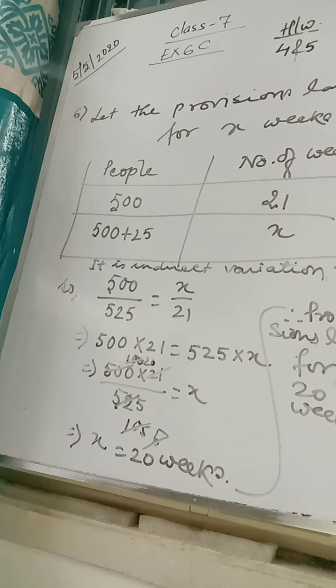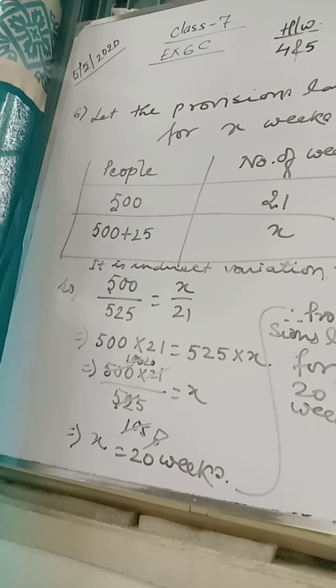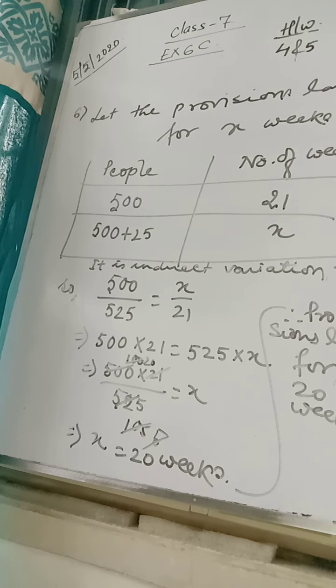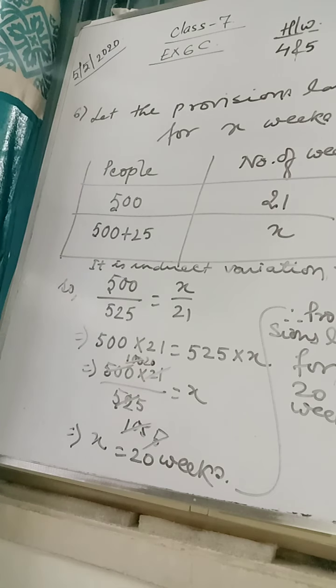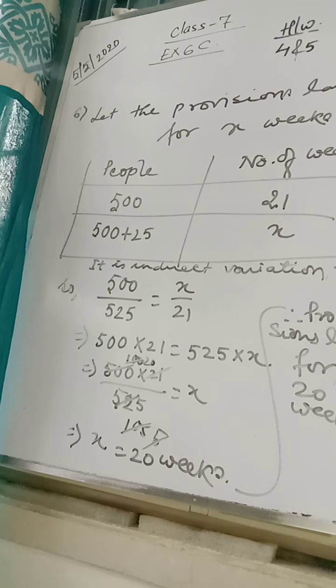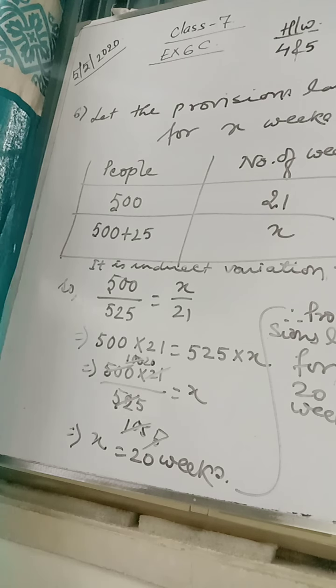Question number 7. 300 men have provision for 40 days. If 60 men left, how long will the provision last? Earlier we had 300 men, so it was for 40 days. Now 60 men left. So how many people are remaining? That is 240. That will last for X days. So this is also indirect. So we can solve it. Question number 7 also as homework.